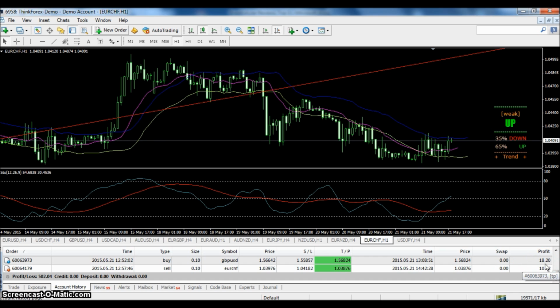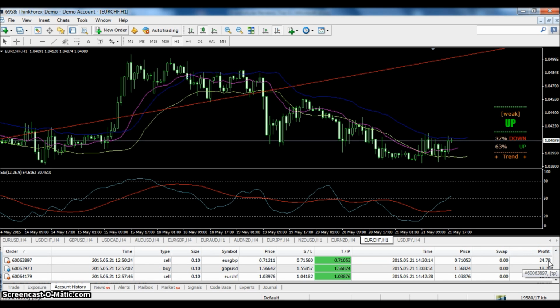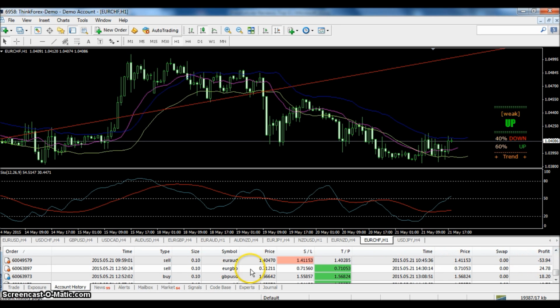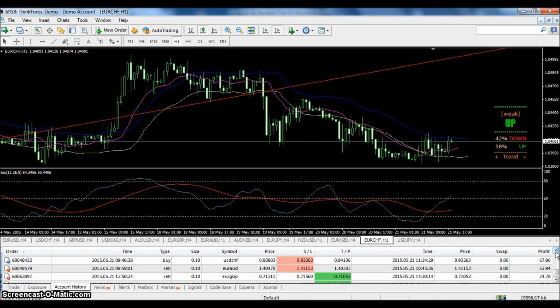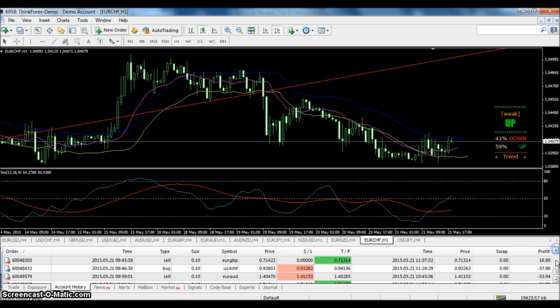$10.72 profit, the Great British Pound USD $18.20 in profit, the Euro Great British Pound $24.78 in profit. Now this one hit my stop loss, the Euro Australian dollar $53.94, and this one hit my stop loss, the USD Swiss franc. These I had taken out earlier, and then I took more orders out on them, so I ended up with a little over $100 loss in those two. But at the same time, these other ones took profit. They're $16.90 in profit.